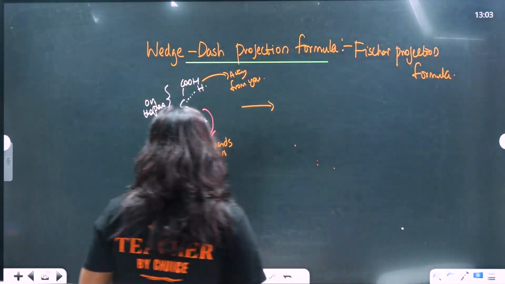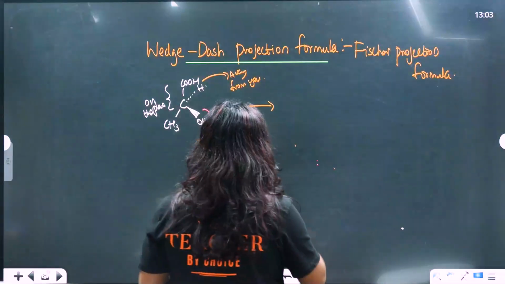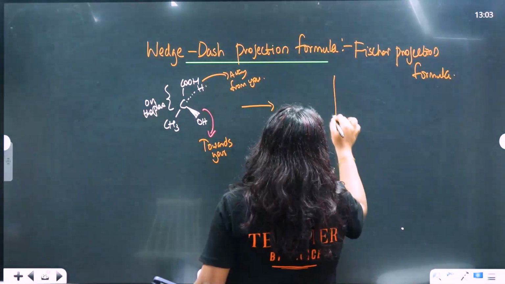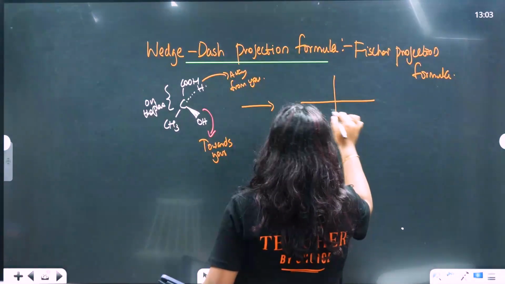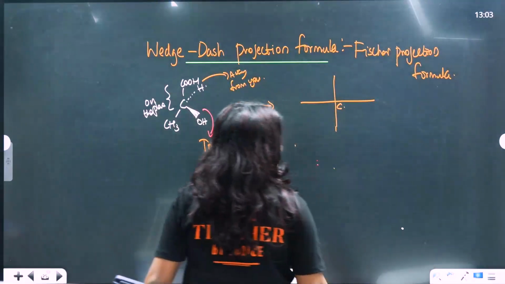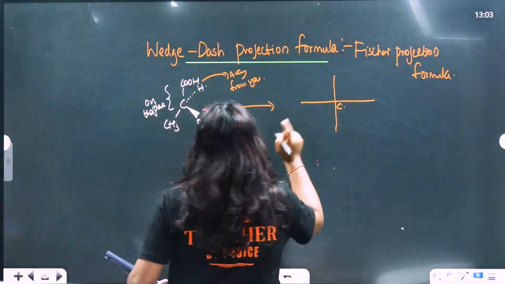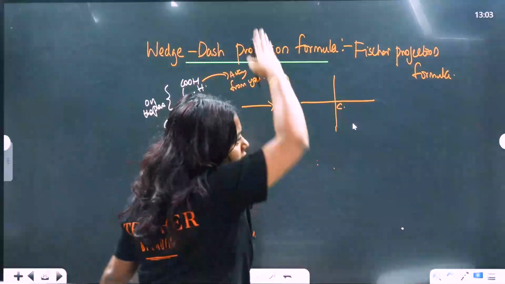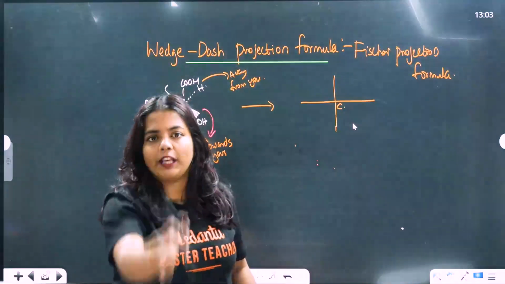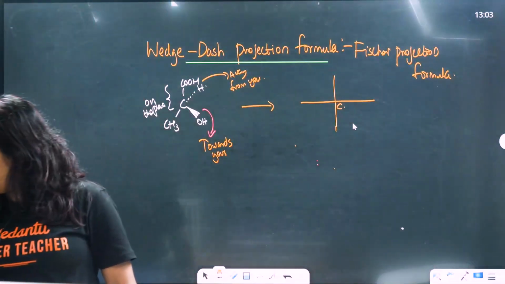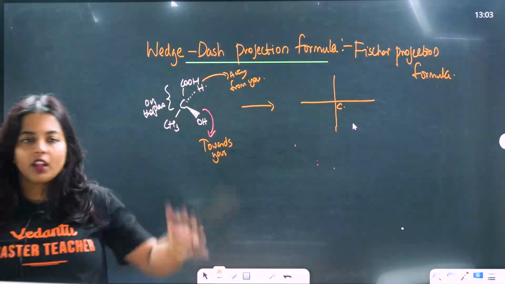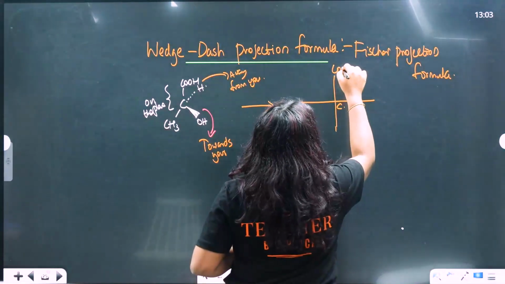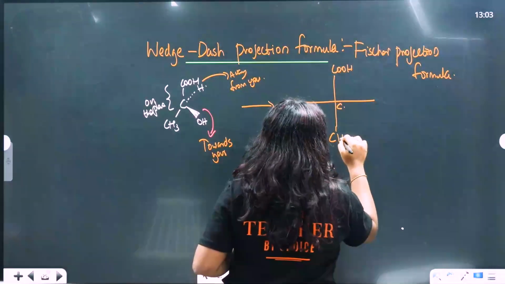Okay, now let us see how we write this differently as the Fisher projection formula. Always listen, this is basically your carbon atom. Always remember, on the plane we will be writing it on the sides. On the plane, it will always be on the vertical ones. Clear? So it will be COOH here, CH3 here.